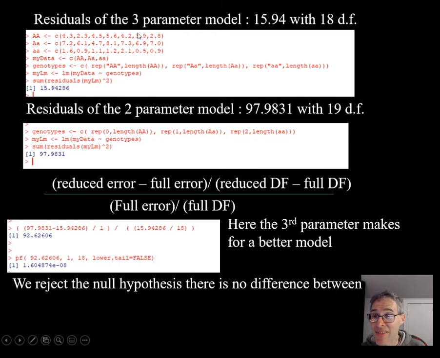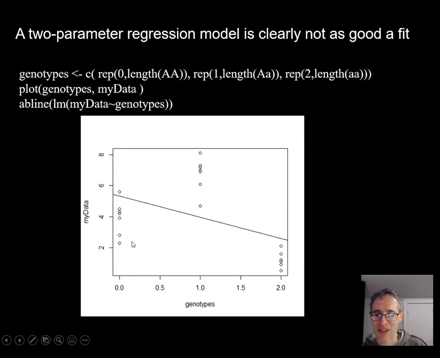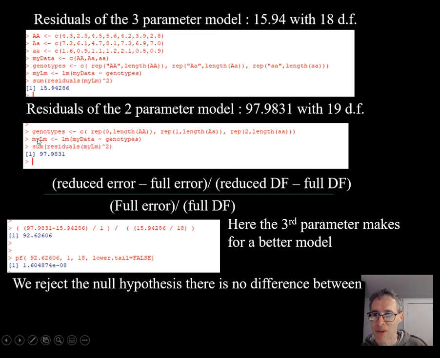So now I do exactly the same thing. I do exactly the same calculation, just substituting in the new data. So here's my 3-parameter model, with big A, big A, little a, and little a as factors, and the residual sum squares comes out to this number. And then here's my 2-parameter model, and now the error jumps considerably, because most of these data points are nowhere near our 2-parameter model. So the error is much higher.